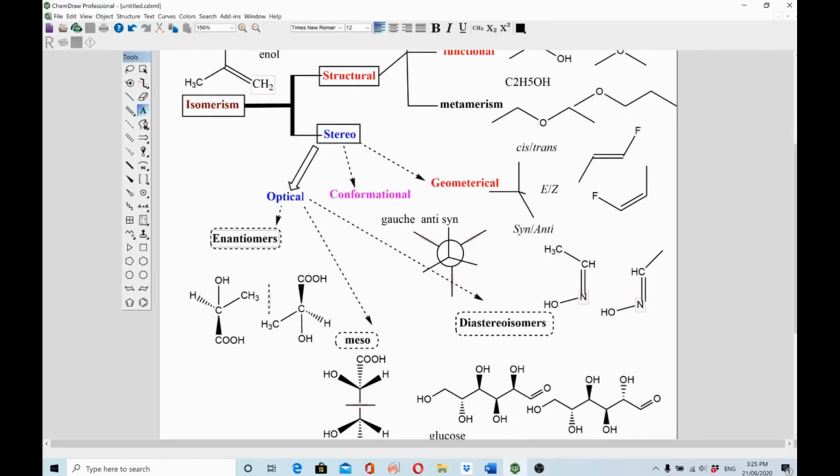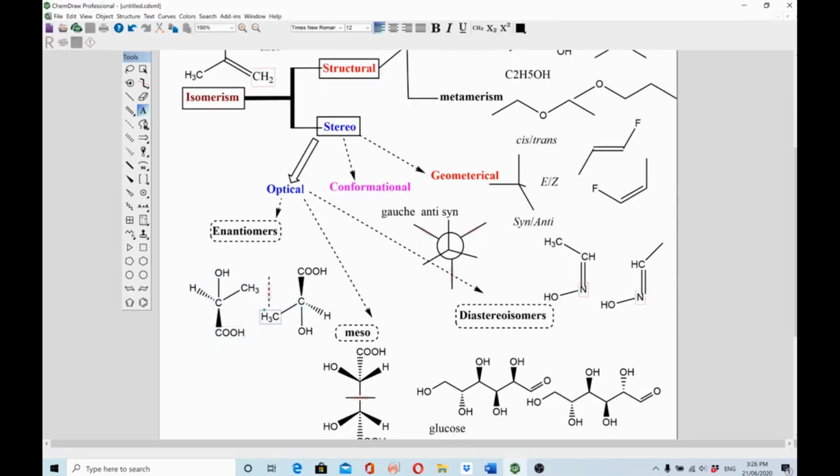And the third type of stereoisomerism is optical isomerism, and it is further divided into a number of types like enantiomers. They are non-superimposable mirror images. So enantiomerism exists in chiral compounds. What are chiral compounds? Those compounds which contain a chiral center. What is a chiral center? A chiral center is a center which has 4 different groups attached. Like if you look at this carbon, there are 4 different groups: hydrogen, hydroxy, methyl, and acid. Have a look at this. This is the enantiomer of this compound.